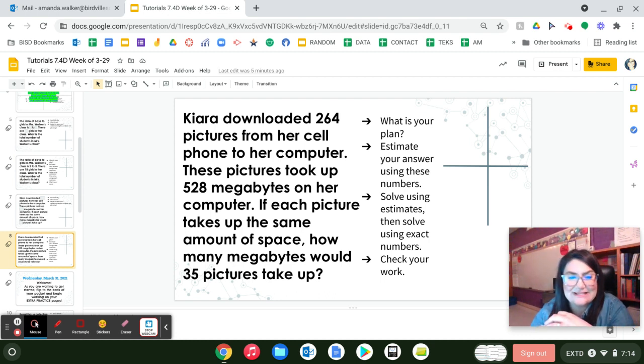Check your work and see if it's reasonable. I know that 264 is about half, and if I actually do the math, it is exactly half of that number of megabytes. So if I reduce that, it looks like one picture takes up 2 megabytes. So 35 pictures, how many megabytes would that take up? There's another proportion problem for you. So just make sure when you're done solving that you go back and check your work. You can check for reasonableness. You can check your exact answer against your estimate, see if those are close.